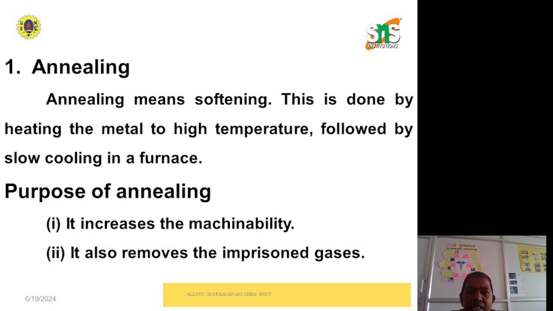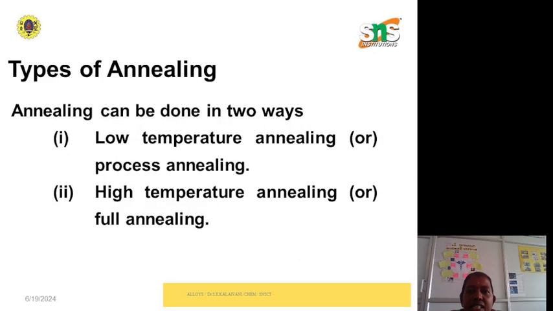Annealing means softening. This is done by heating the metal to a high temperature followed by slow cooling in a furnace. The main purpose of annealing is that it increases machinability. It also removes the imprisoned gases. Annealing can be classified into two categories.